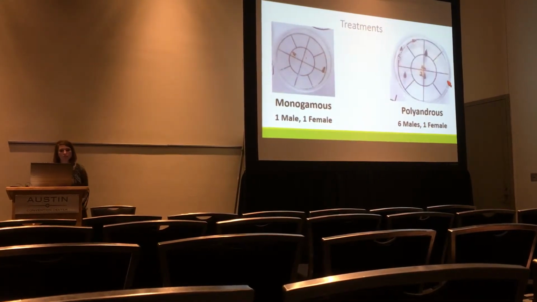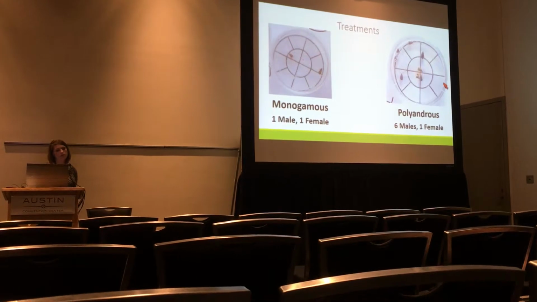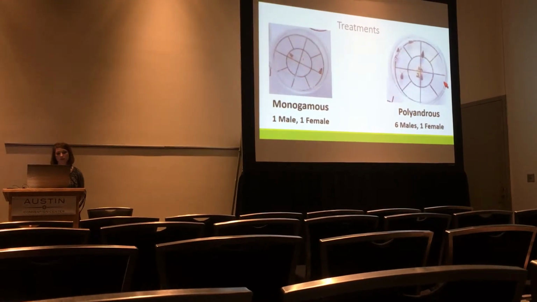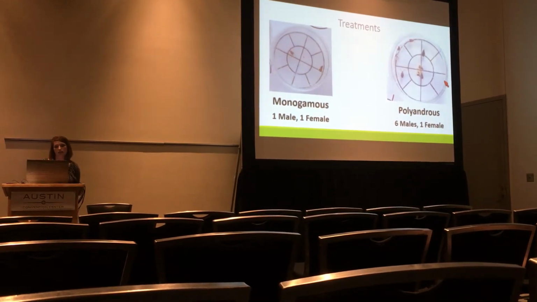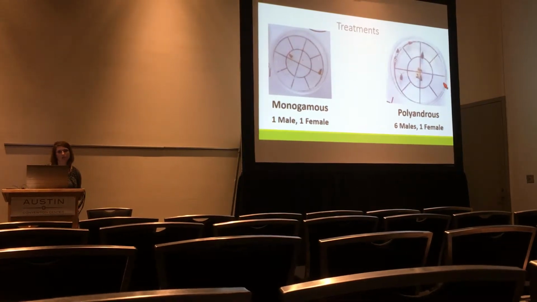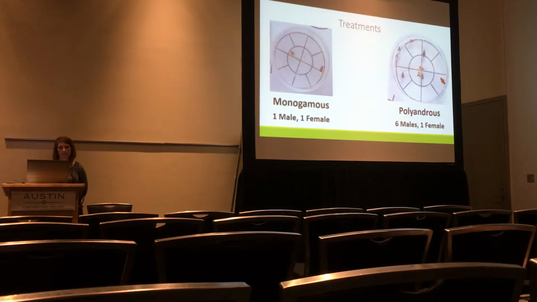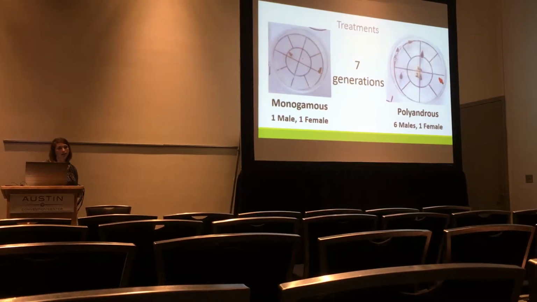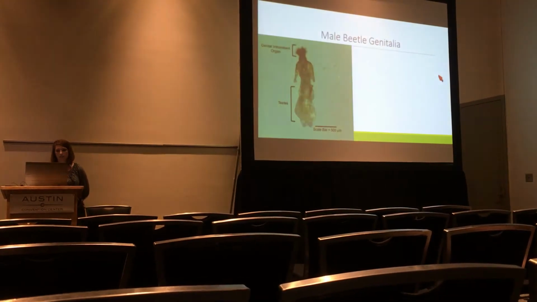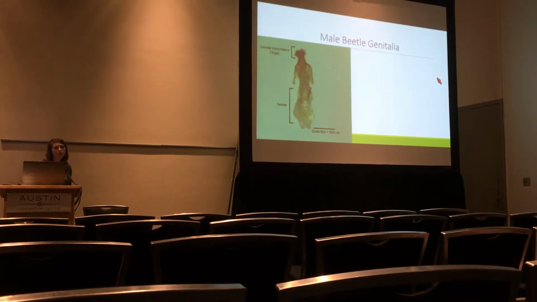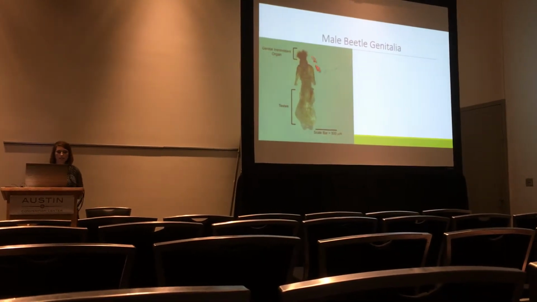I created 2 treatments. I had a monogamous treatment where there was 1 male and 1 female, so forced monogamy, and a polyandrous treatment where I had 6 males and 1 female, so extreme, intense male competition, and I did this for 7 generations. Now the male beetle genitalia looks like this.